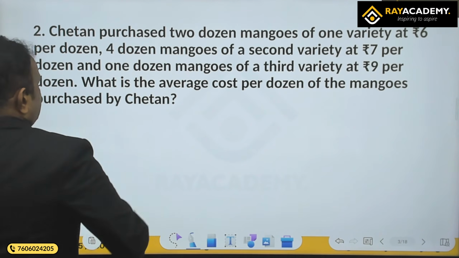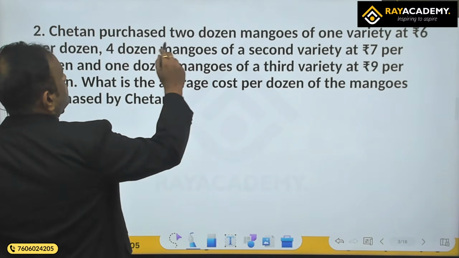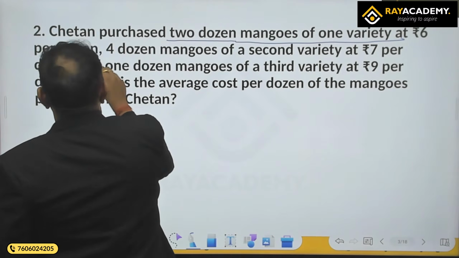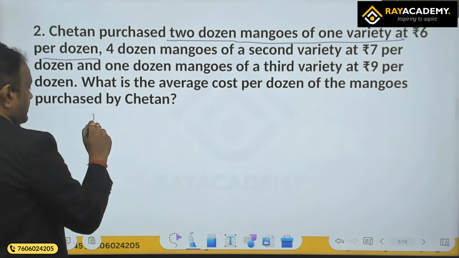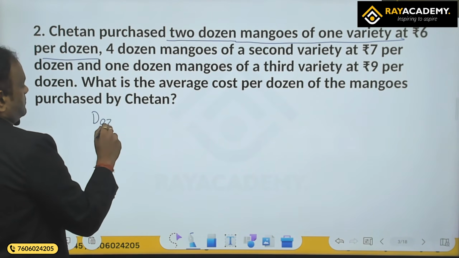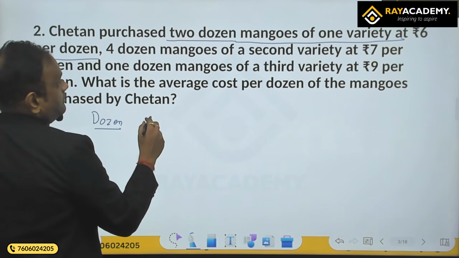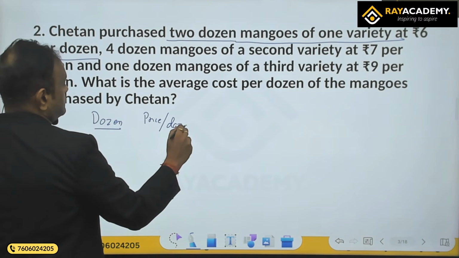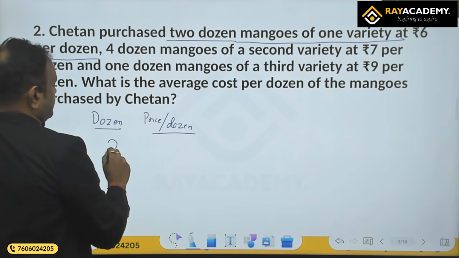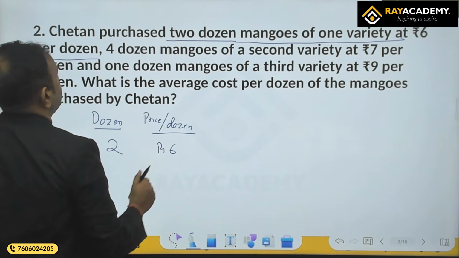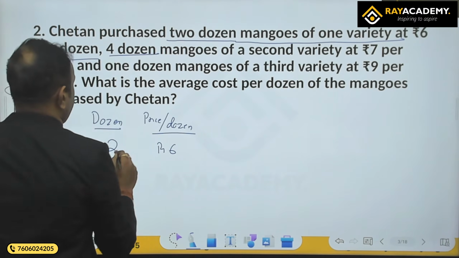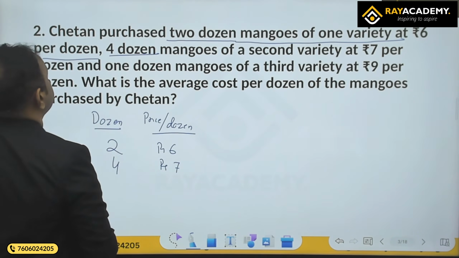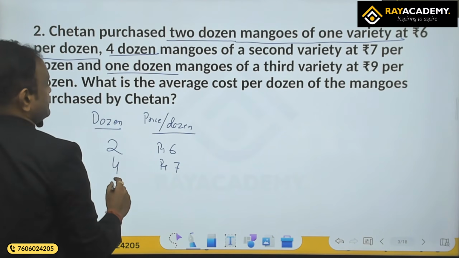So first let me see what we have. 2 dozen mangoes of one variety at 6 rupees per dozen. Okay, so I am writing dozen and price per dozen. So 2 dozen purchased, price per dozen is 6. 4 dozen purchased, price per dozen is 7 rupees. Then 1 dozen purchased, price is 9 rupees per dozen.